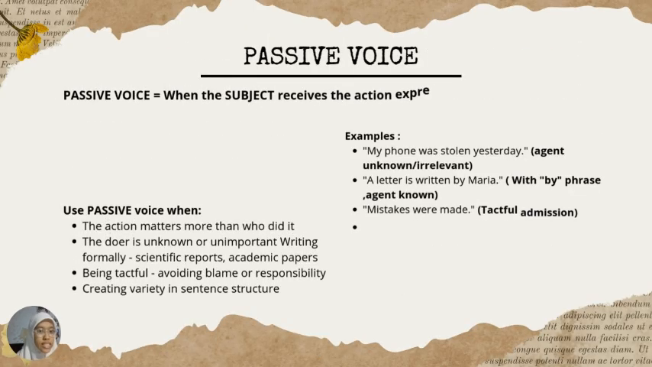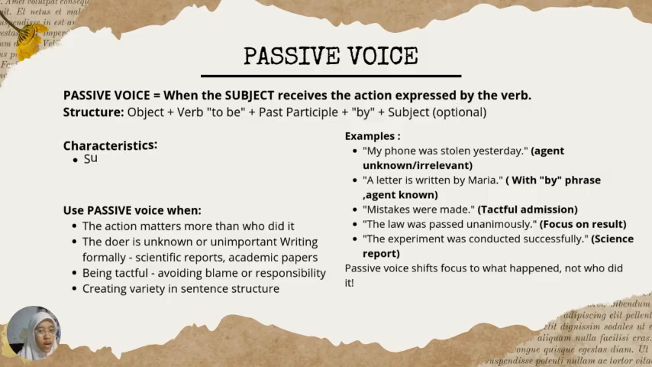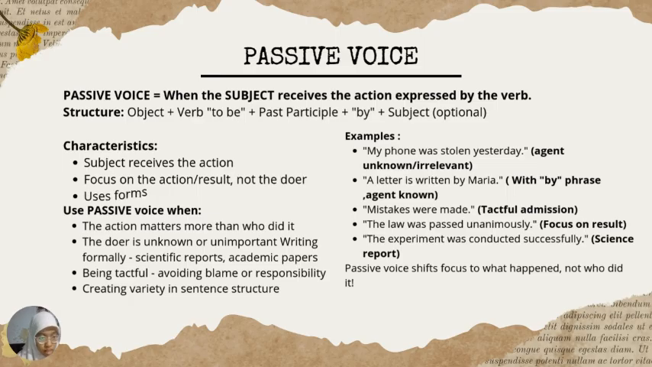Passive voice is when the subject receives the action expressed by the verb. With the structure, the object becomes the subject, plus to be plus past participle or verb 3, plus, it's optional, by plus subject. It can be used in any tense in English too, with the characteristic that the subject receives the action, focus on the action or result, not the doer, using forms of to be plus past participle of verb 3.